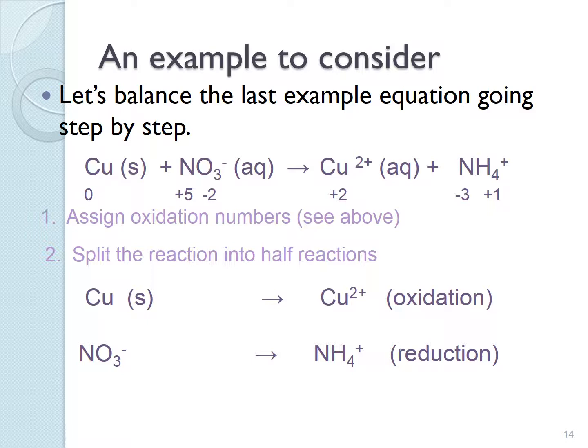So the first thing we've already done, we've already assigned oxidation numbers. Now we're going to split the reaction into the half reactions. So copper has gone from copper solid to copper 2+, that was oxidation. And the nitrogen has gone from NO3 negative to NH4+, that's reduction. That's our skeleton half reaction.